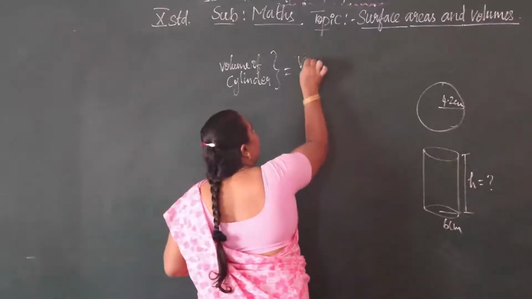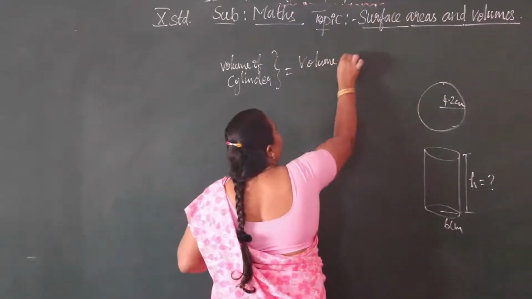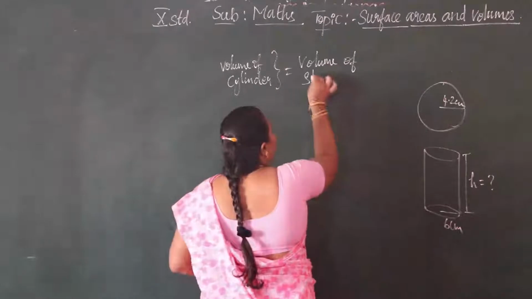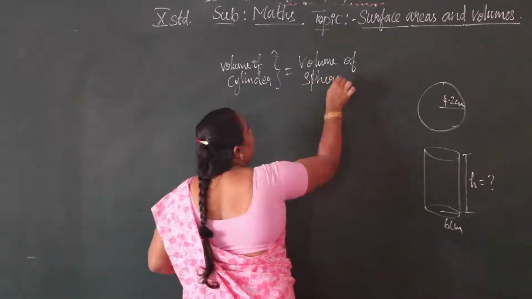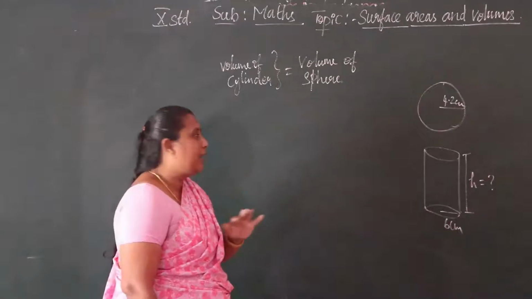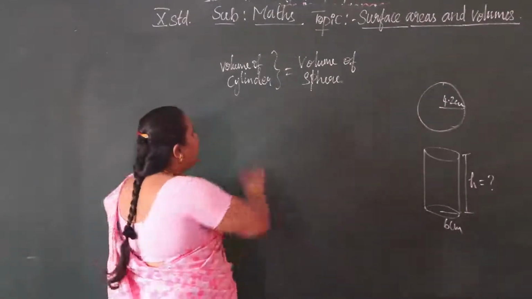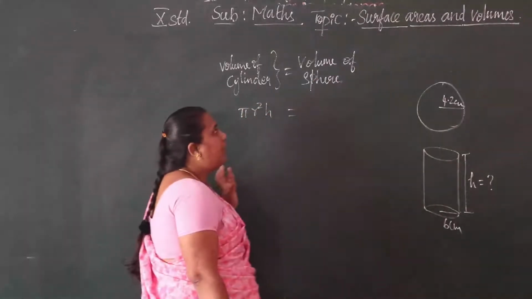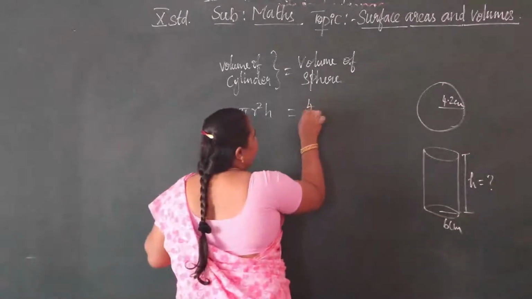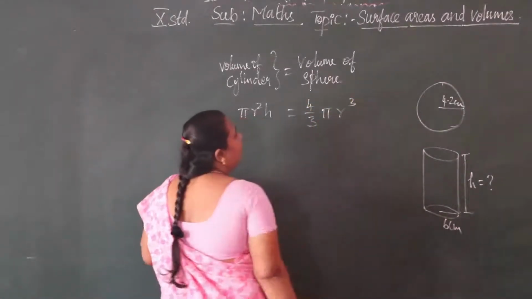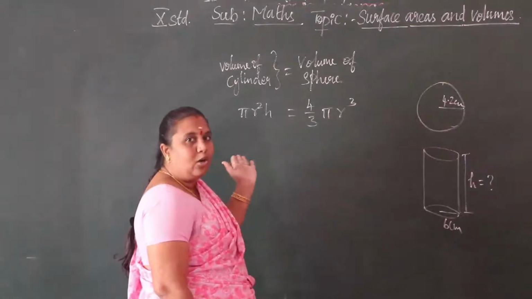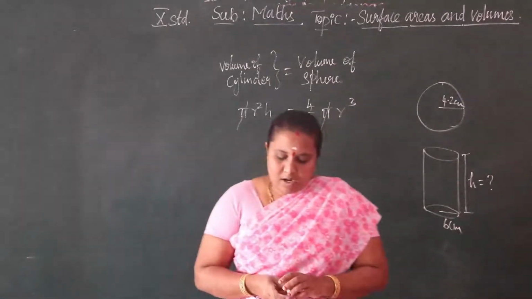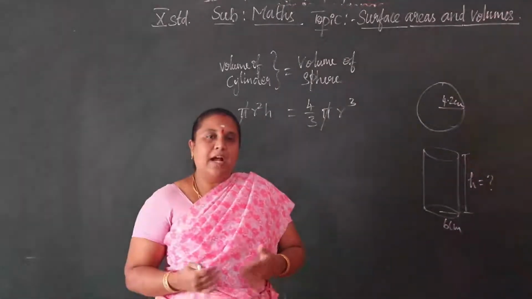Why? Because we have to recast the shape, so both the volumes are equal. So volume of cylinder equals volume of sphere. What is the formula for volume of cylinder? Pi R square H. That equals, what is the formula for volume of sphere? 4 by 3 pi R cube. Here we have to cancel the common things. Pi gets cancelled, and we have to cancel the R also, but we have to substitute here and find out.